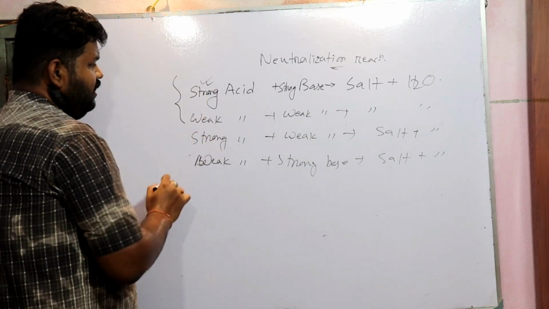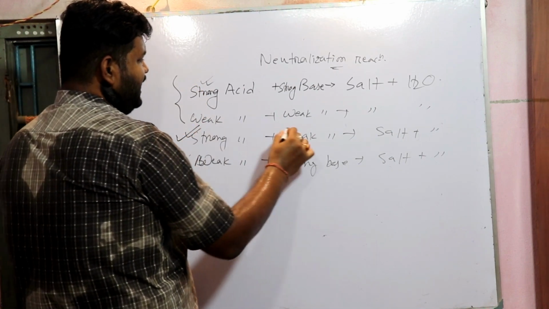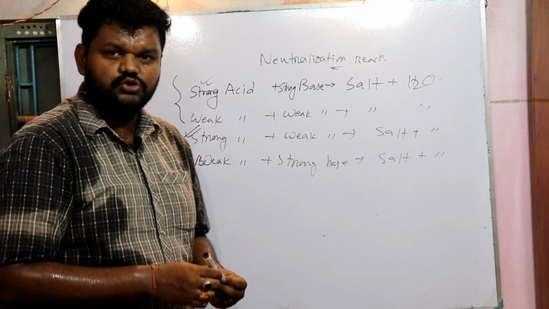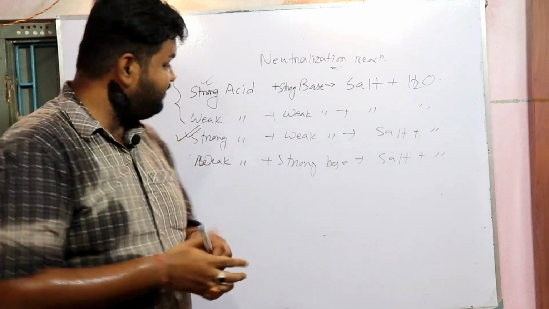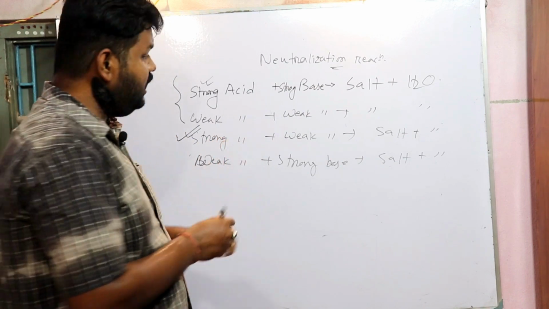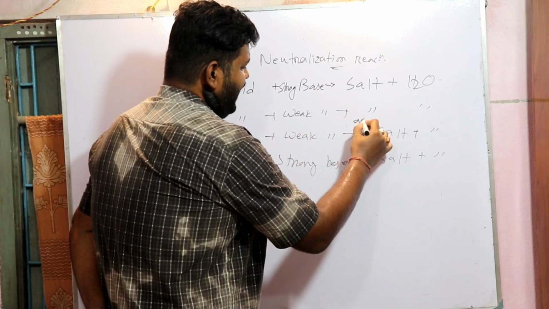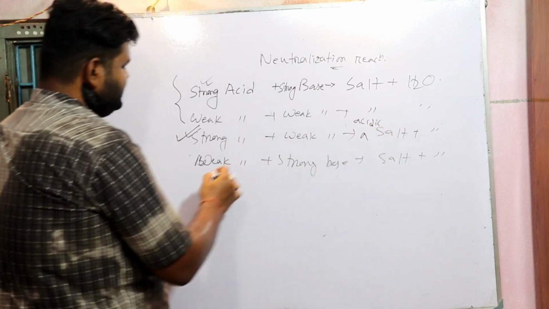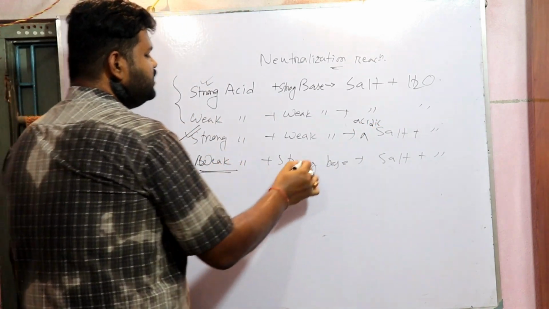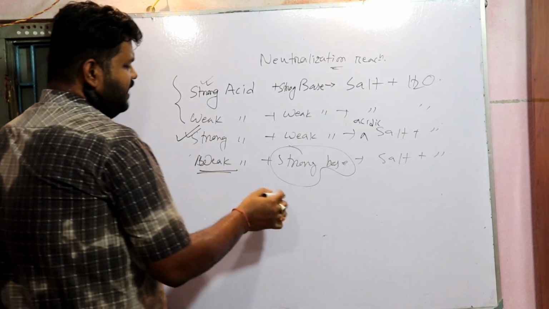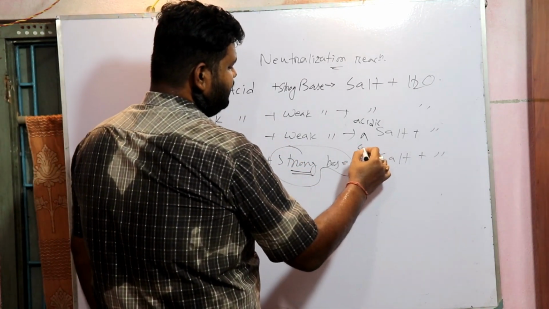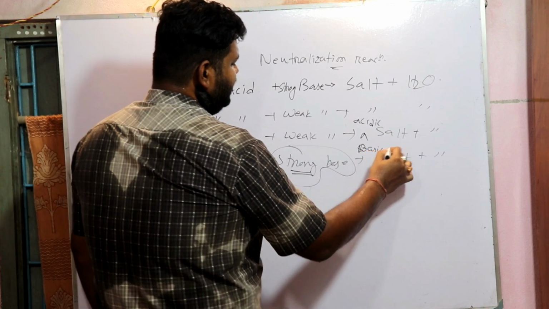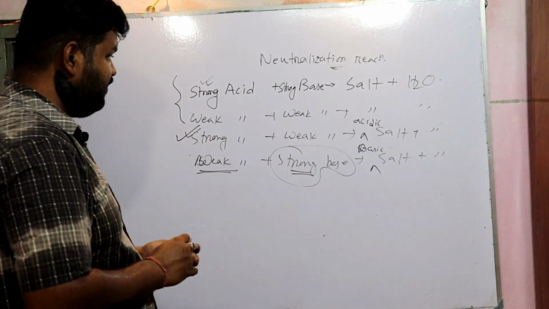Okay, but when it comes to the strong acid and weak base, in that solution, the solution will be of what nature? Yes, acidic nature, because the acid is strong here, so the salt will be some acidic salt. And in this case, when weak acid with strong base is here, as the strong base is used, the salt will be basic in nature. So four different things are there.